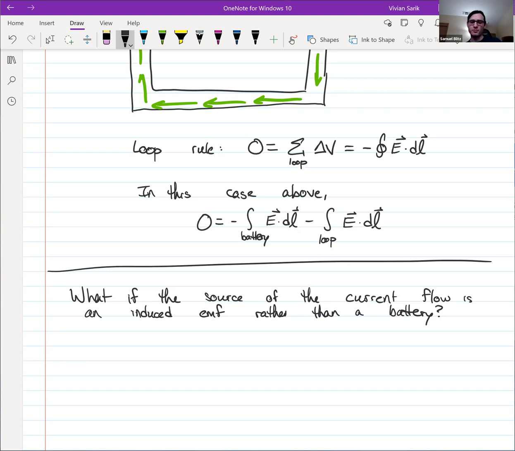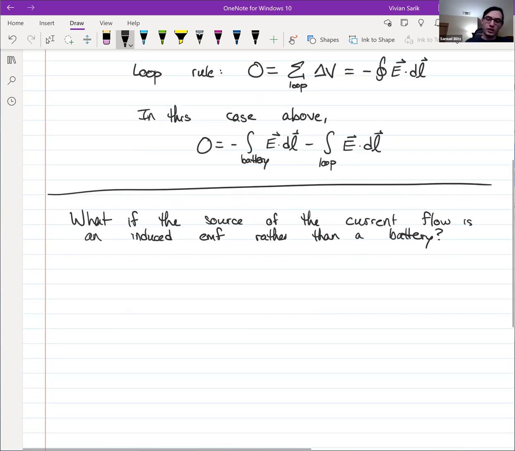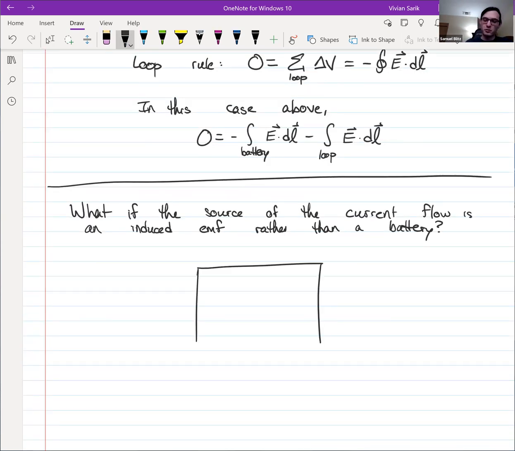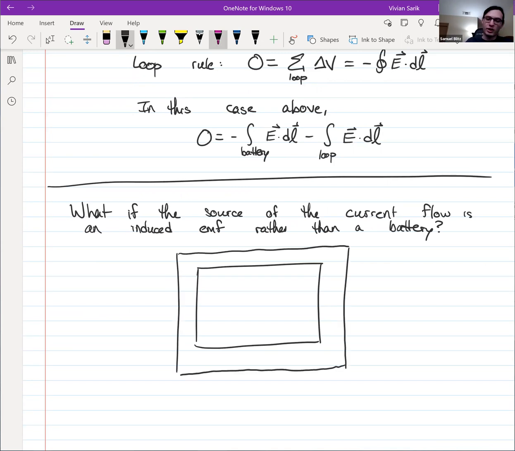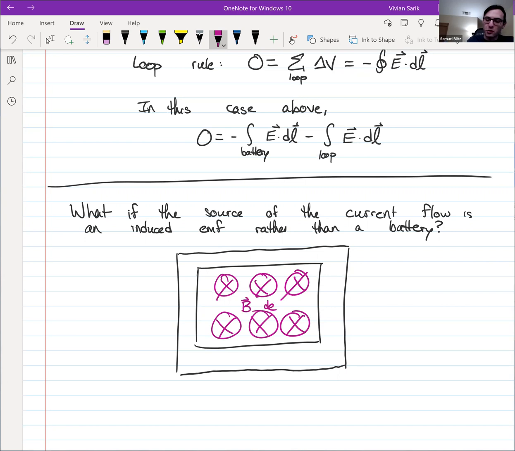And now we're asking the question, what if instead the source of the current flow is an induced EMF rather than the battery? In that case, our circuit would just look like this. There's no battery anywhere. And just to be clear, there might be some magnetic field. In order to induce an EMF, we would need some magnetic field that is changing inside the circuit to produce a flux. And so maybe the magnetic field here, B, is decreasing.